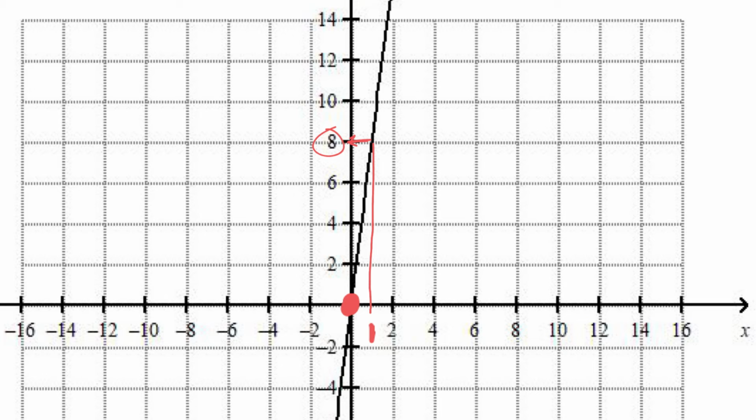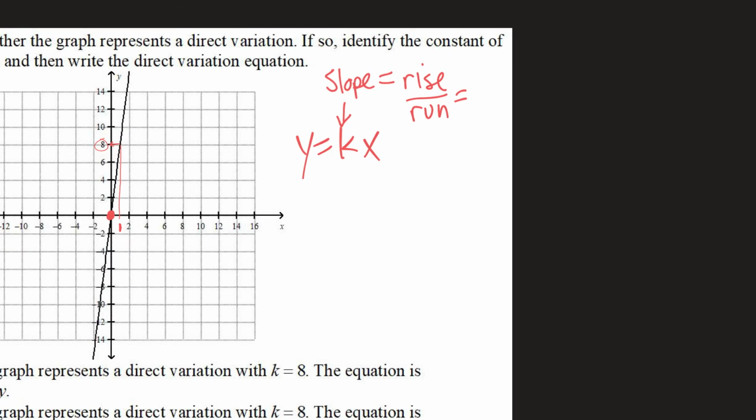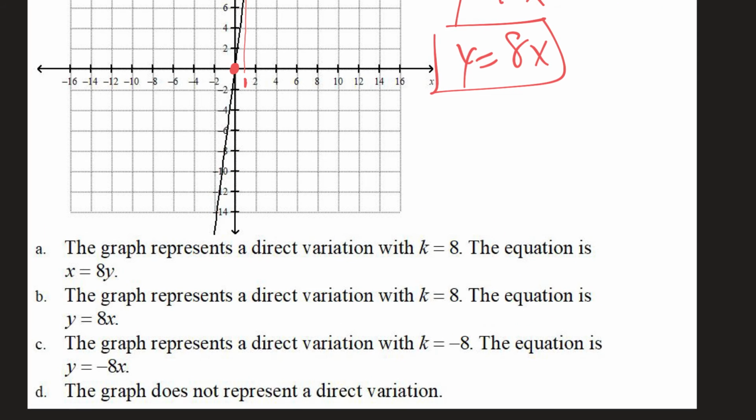And usually we talk about rise being rise 8, run 1. I just happen to do it in the reverse. But that's pretty easy because we would have rise 8 and run 1, which is really just 8. So it's going to be y equals 8x. And that is the answer to this. Now we can just see the graph represents direct variation. K is 8. No, it's not x equals 8y, it's y equals 8x.